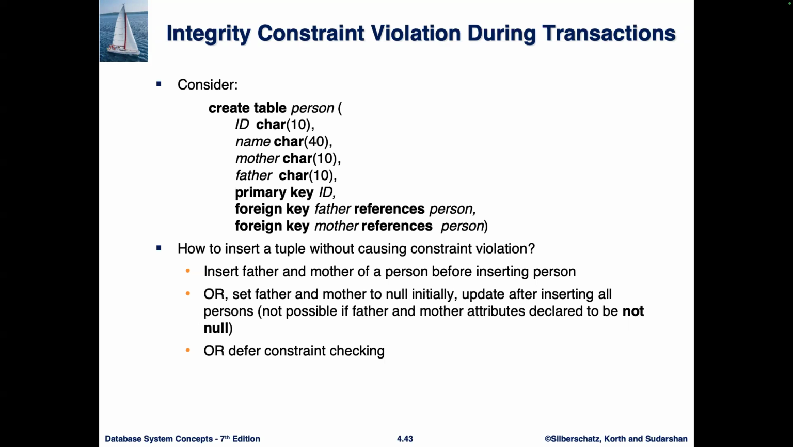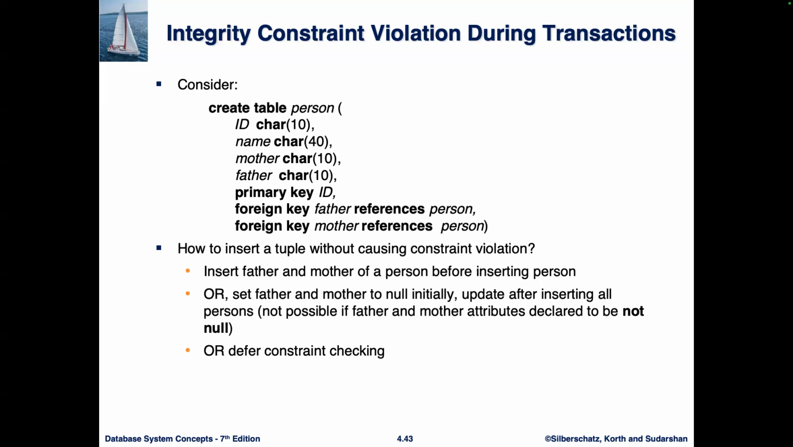So you can see the create table person where we have all the attributes ID, name, mother, father, and then we have primary key as the ID, and then two foreign keys, that is father and mother, that reference the person table itself. Each person's mother and father must already exist in the person table before the person can be inserted due to the foreign key constraint. This creates a circular problem when trying to insert a family where the parents haven't been inserted yet. So how do we insert without violating the constraint?